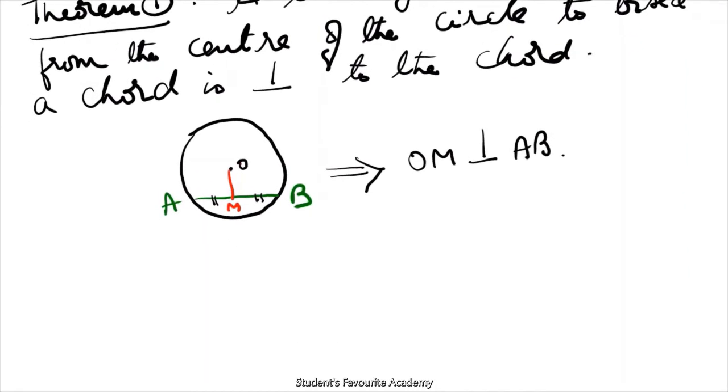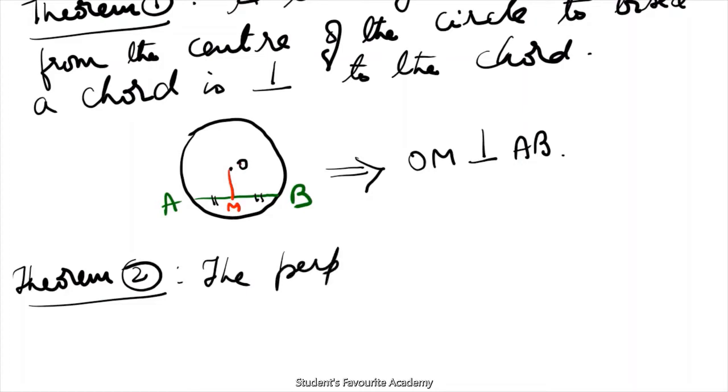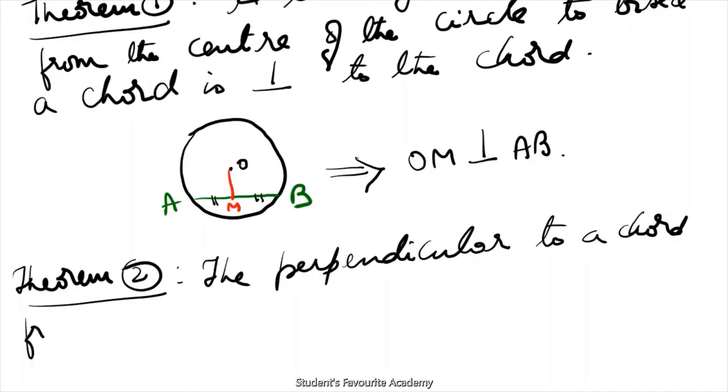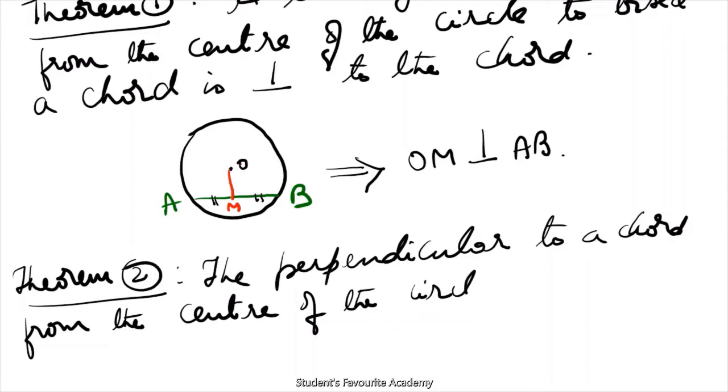Now the second theorem that you learnt in 9th states the converse of this. The perpendicular to a chord from the center of the circle bisects the chord.